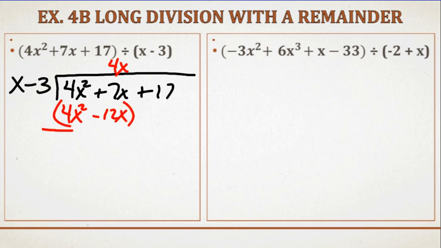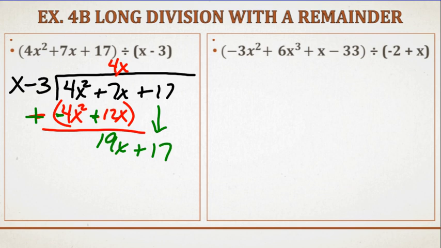And then now I'm going to subtract all of that. And so when I subtract all of that, I'm really going to add the opposite. So I add the opposite of each of these. So now I have 4x squared minus 4x squared is 0. 7x plus 12x is 19x. And then bring down the next number, which is positive 17. And now my new problem is 19x plus 17 divided by x minus 3.